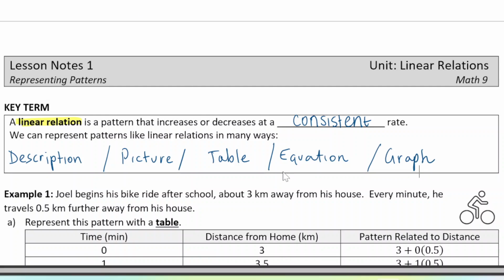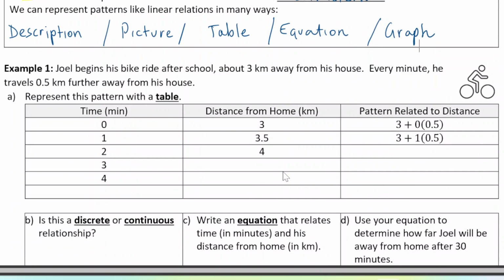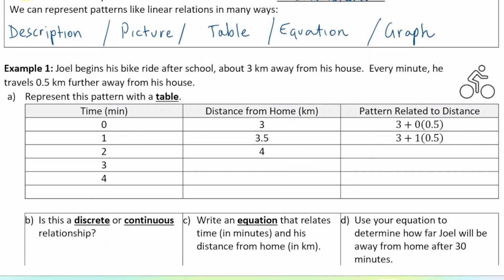Okay, so let's practice. Joel begins his bike ride after school. I'm just going to highlight key things. About 3 kilometers away from his house. Every minute he travels 0.5 kilometers further from his house. So we can see here the pattern is increasing by 0.5 every minute. That's what makes it a linear pattern, because it's going up by the same amount every time. So the next minute he would be at 4.5, and then 5, and then 6.5.